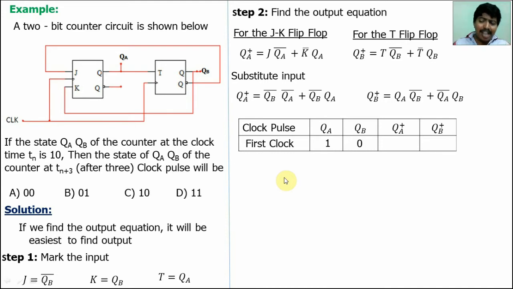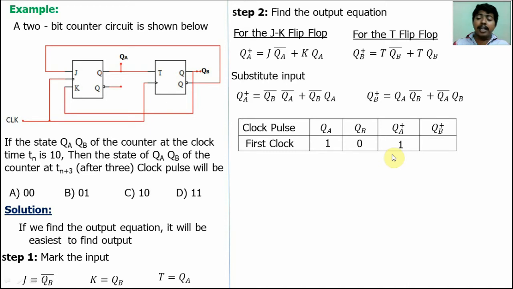After the first clock pulse is applied, the output will change. Substitute the present state values here, and we will get the next state. QA is 1, so QA bar is 0. Here 0, this is 1. For the AND gate, if any one of the inputs is 0, the output will be 0. So totally you will get 0. Substitute here: QB bar means 1, Q means 1, so we will get one as the answer.